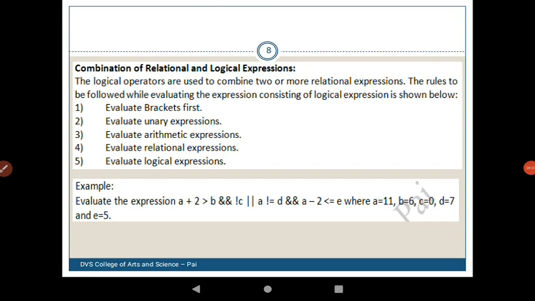Now let us see the combination of relational and logical expressions. The logical operators are used to combine two or more relational expressions. The rules to be followed while evaluating an expression consisting of logical expressions are as shown below. First, you need to evaluate the brackets. Secondly, you need to evaluate the unary expressions. Then you need to evaluate arithmetic expressions. Next, you need to evaluate relational expressions. And lastly, you need to evaluate the logical expressions.